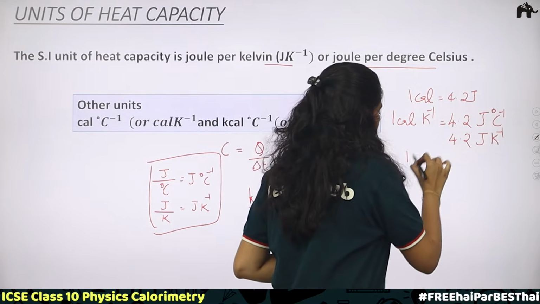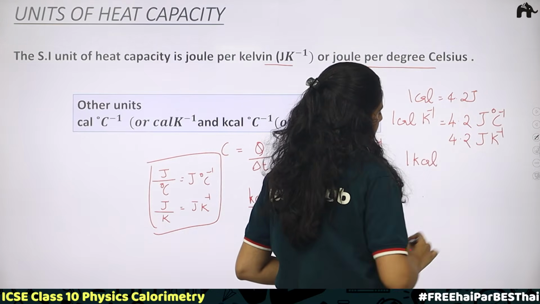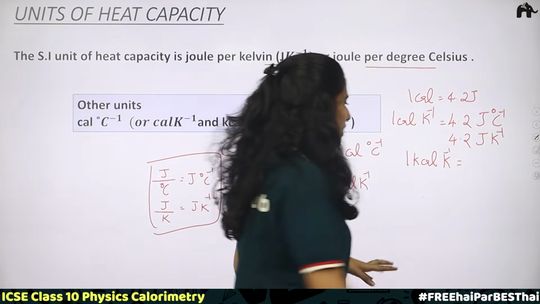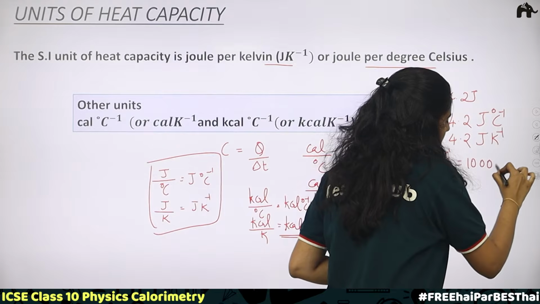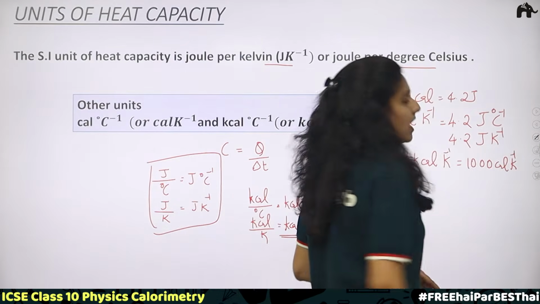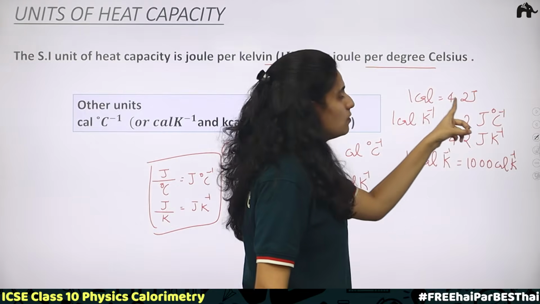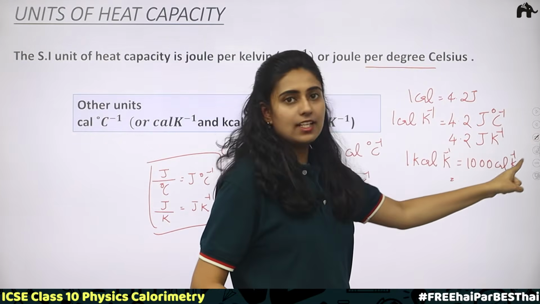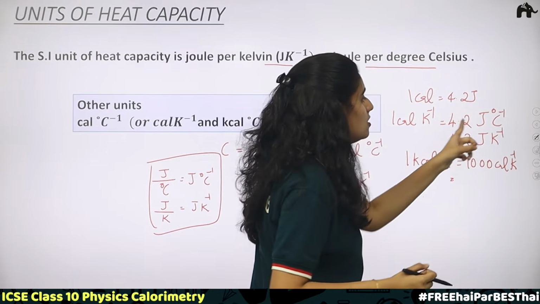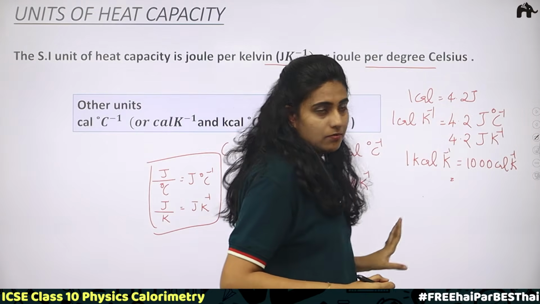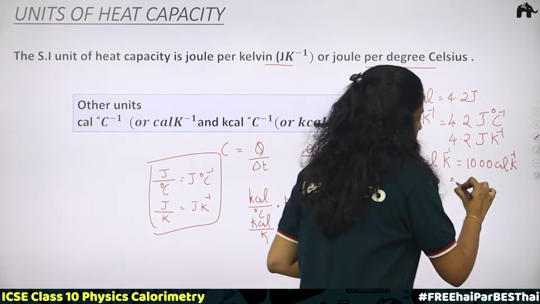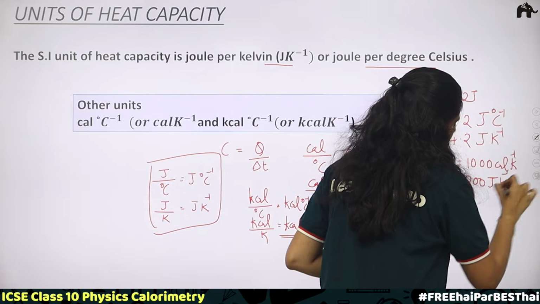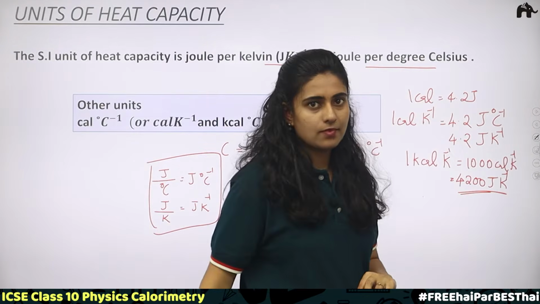What about 1 kilocalorie Kelvin inverse? 1 kilocalorie Kelvin inverse will be equal to 1000 calories Kelvin inverse. And we know that 1 calorie is 4.2 joules. Therefore, this is equal to 4.2 into 1000 to get it in joule per Kelvin. How much do we get? 4200 joules per Kelvin or joule Kelvin inverse. So, this is the conversion.